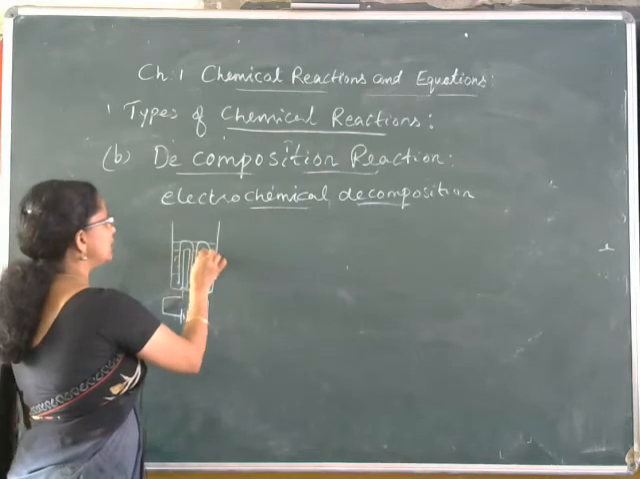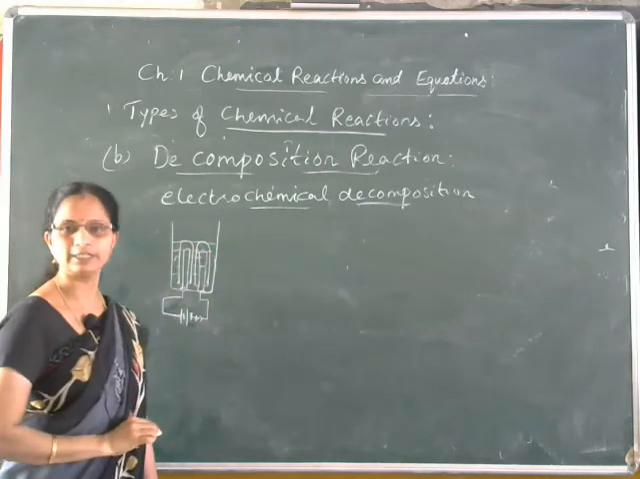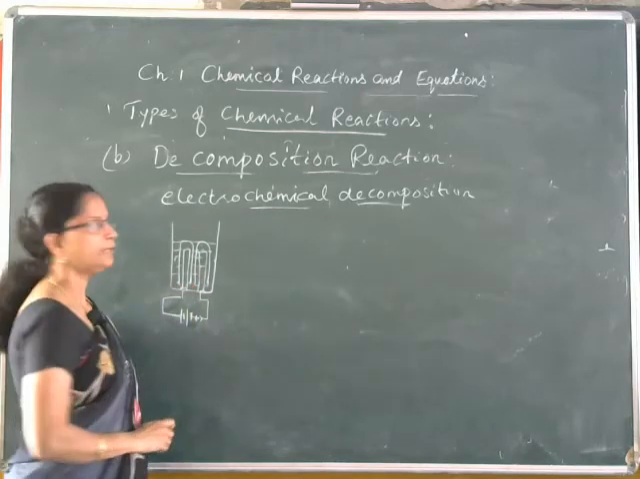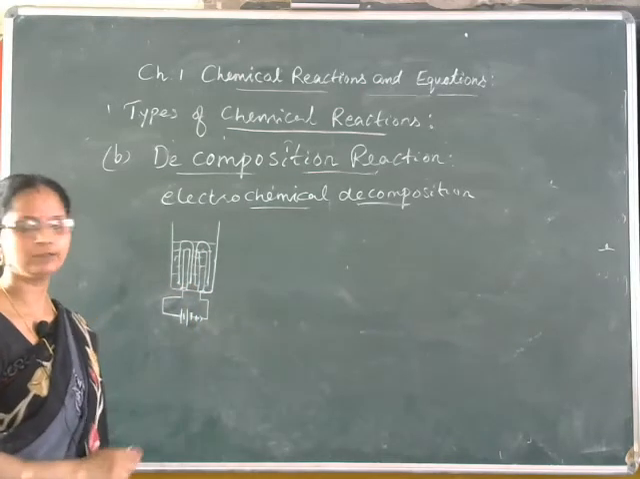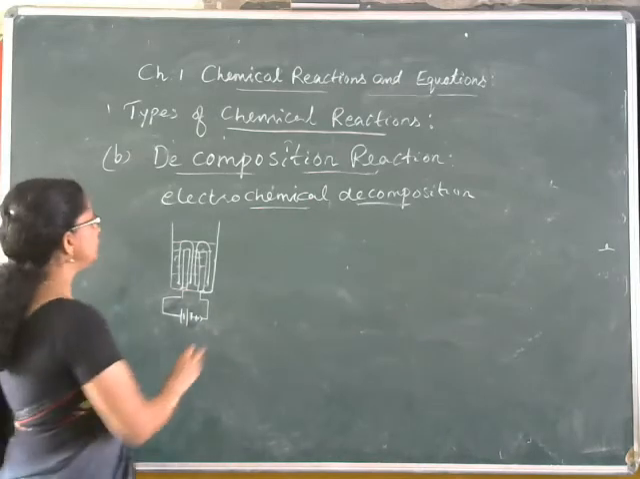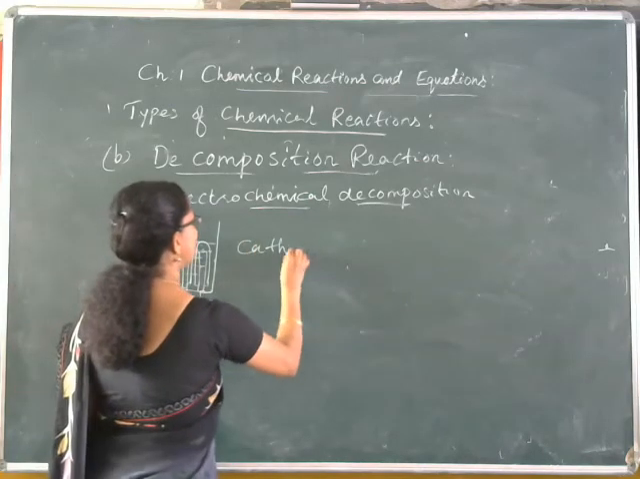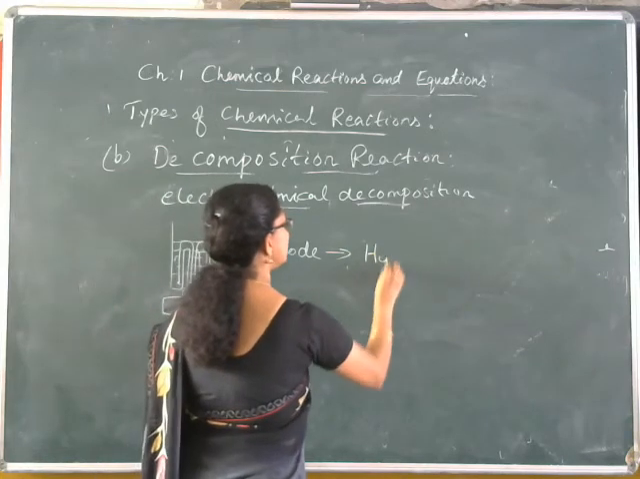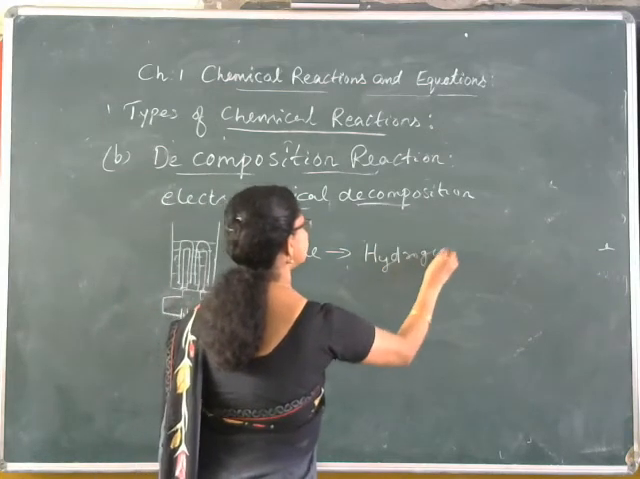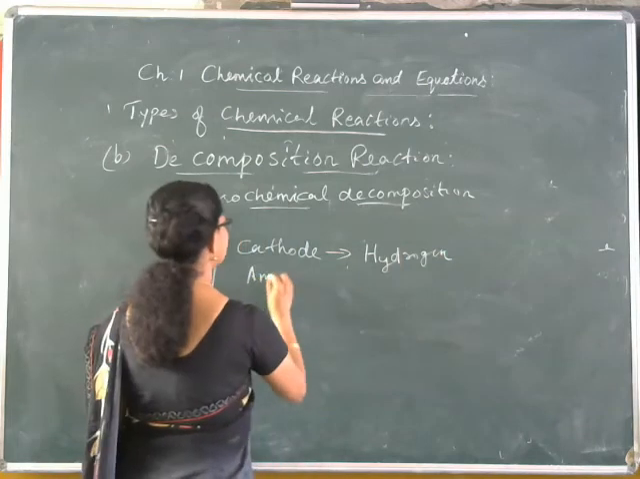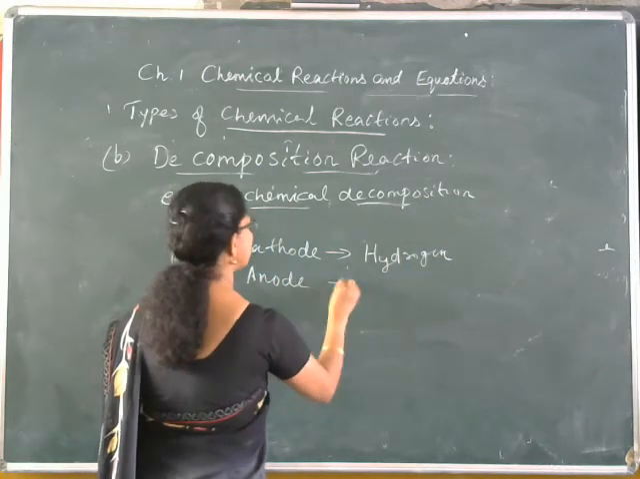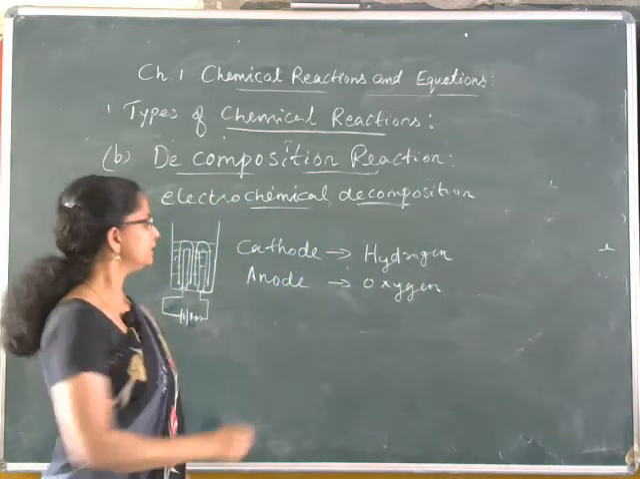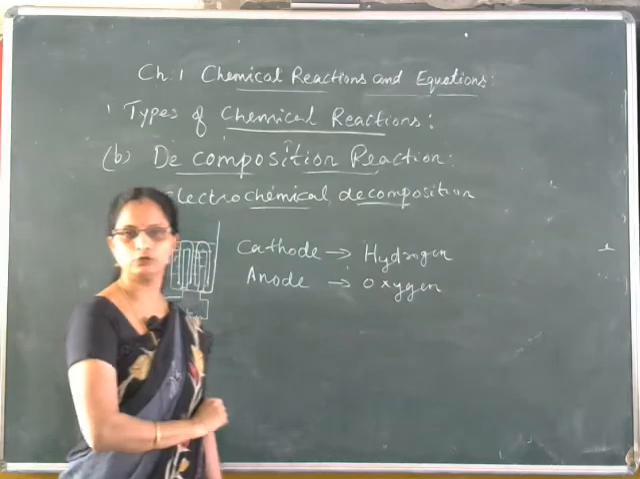And the gas collected near the electrode can be tested. Carefully remove the test tubes and bring a burning candle near the mouth of the test tube. We can see that at cathode, the gas collected is hydrogen, and at anode, the gas collected is oxygen. We can identify it by bringing a burning candle near the mouth of the test tube.